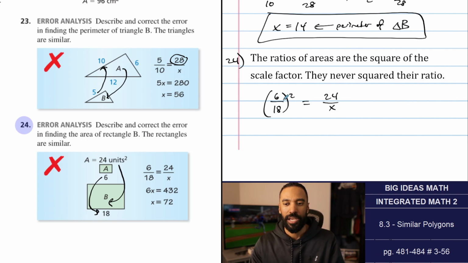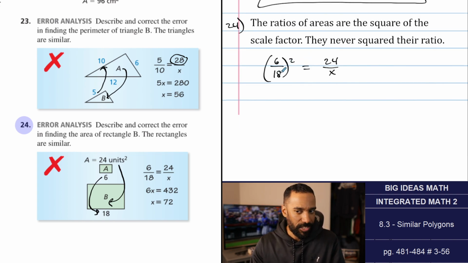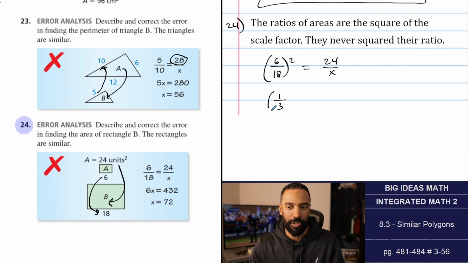So 24 over x, 6 over 18, and another thing, it's not an error, but they never reduced. I'm going to reduce that. That's 1/3 squared. And 1/3 squared is 1/9.